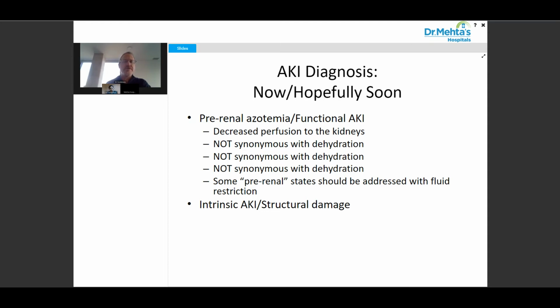Then what we used to call intrinsic AKI, let's turn this term into structural damage. Acute tubular necrosis. There are data that show that patients we diagnose with structural damage actually do not have necrotic tubules. So let's be careful and not just use old terminology. Glomerular nephritis is an intrinsic structurally damaging AKI, but it does not cause tubular damage. Acute interstitial nephritis, and then post-renal AKI, we can call obstructive AKI.